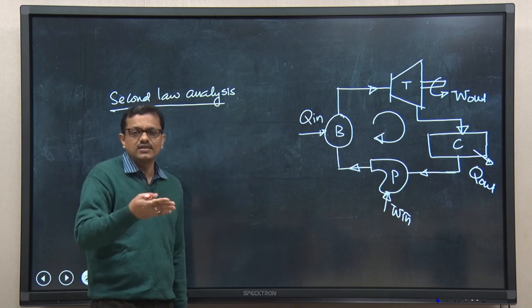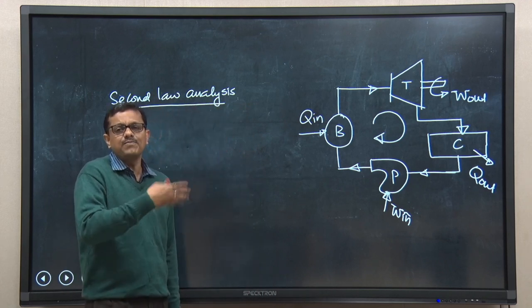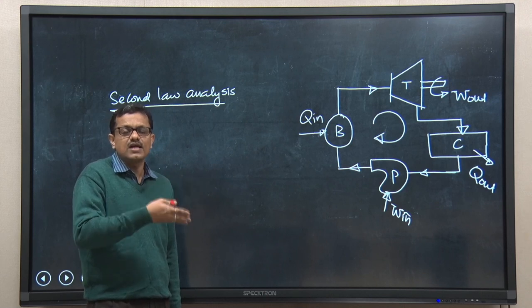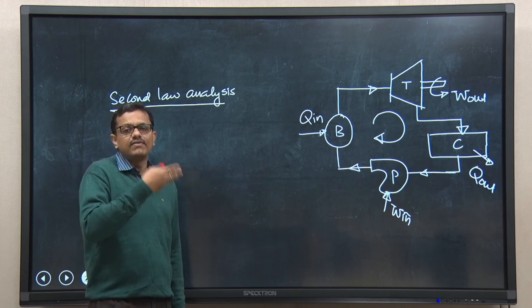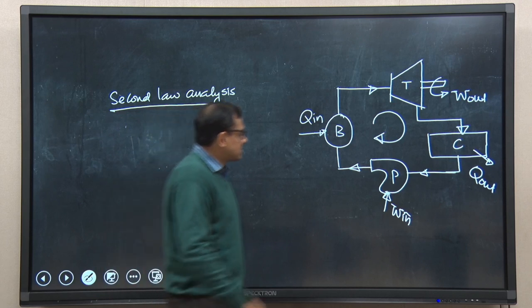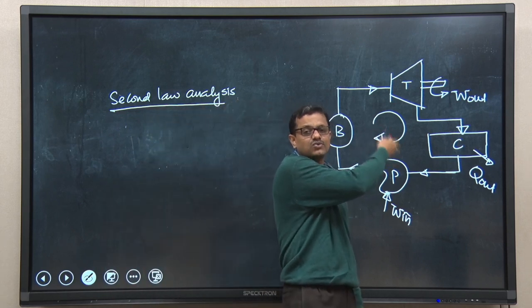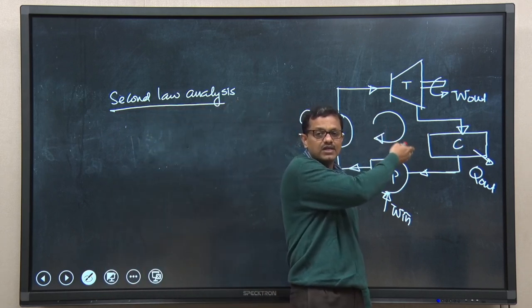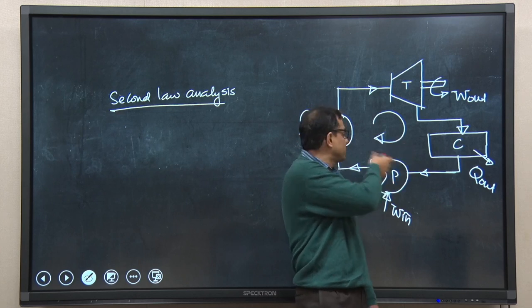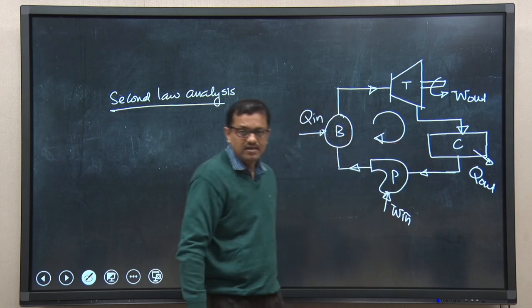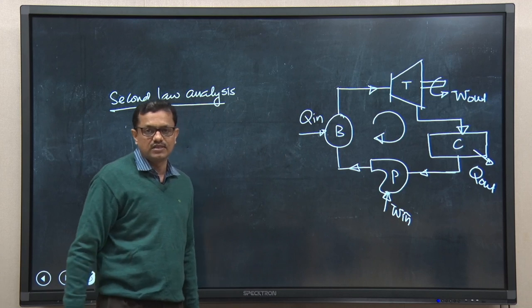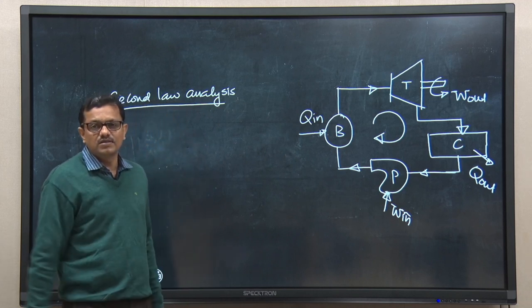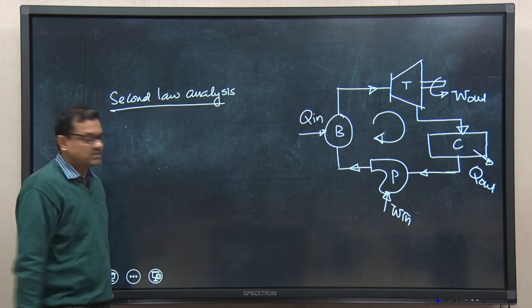And so long as the irreversibility is there in any process, it will try to destroy the available energy. So, this cycle has the potential to do some work, but that potential will be destroyed because of the irreversibility present in these two processes. It is because of this reason that we also need to study the second law analysis.